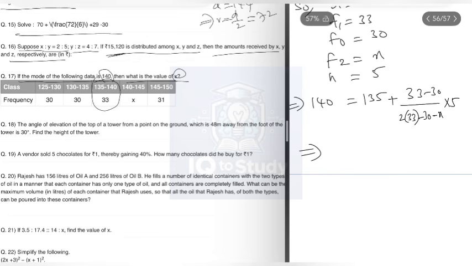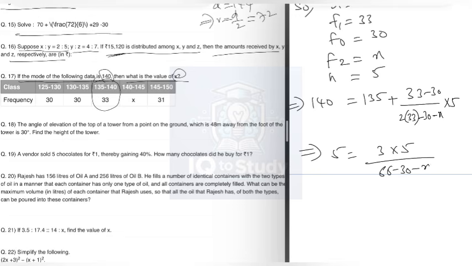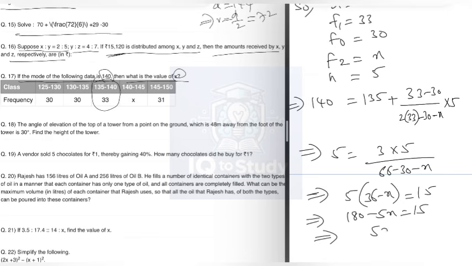That implies 5 is equal to 3 into 5 divided by 66 minus 30 minus x, that is 5 into 36 minus x is equal to 15. So 180 minus 5x is 15, which means 5x is equal to 165 and x is equal to 165 by 5, that is 33.